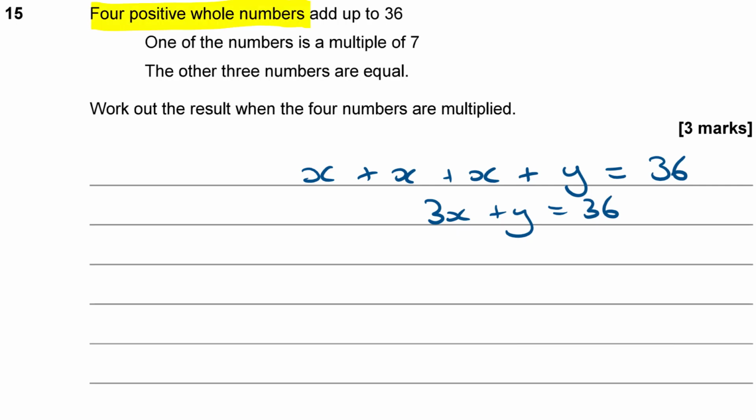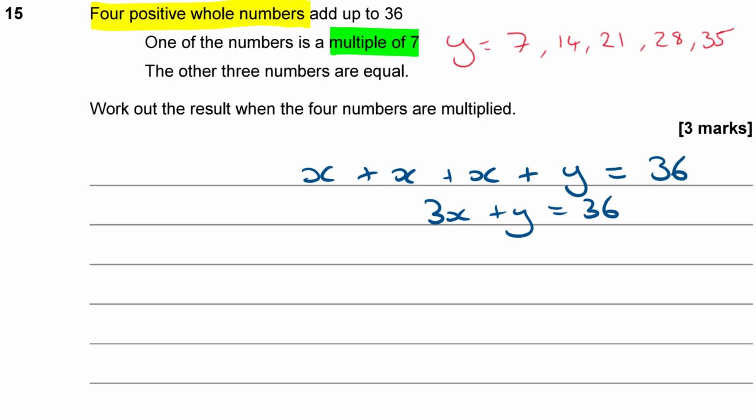Now let's have a look at this bit. One of the numbers is a multiple of 7. That's our y one, isn't it? So then y is a multiple of 7. Well, the multiples of 7 less than 36 are 7, 14, 21, 28, and 35. Okay, so let's just try some of these out then and see where we get to.